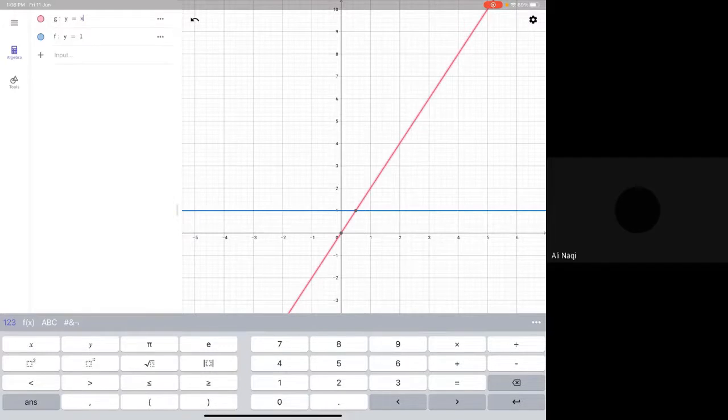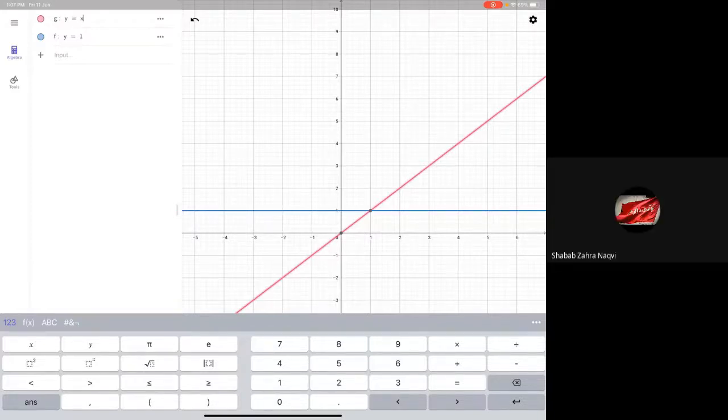Let me just write down. This is y equal to x. Red line is y equal to x. Blue line is y equal to 1. Are you getting my point? Yes, sir. That means the slope of x is what? 1 always, and it is a constant value. Everywhere slope is 1. That's why the corresponding slope is always 1 for the red line.